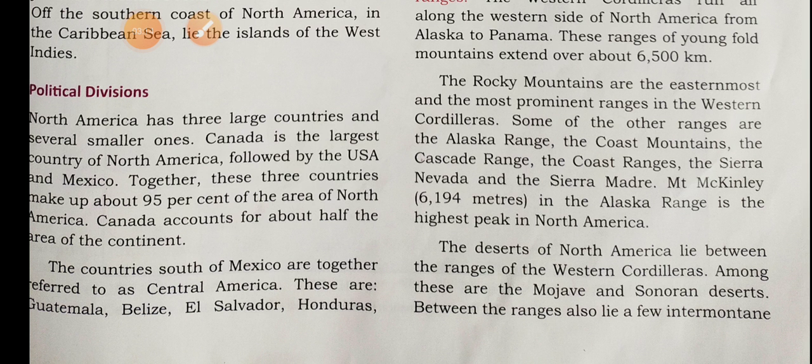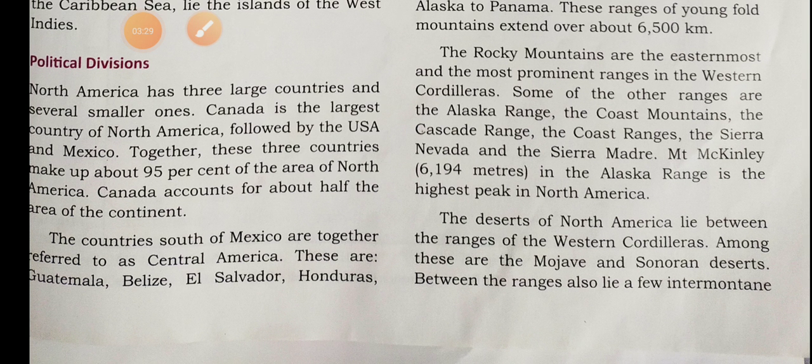Next we can discuss the Great Plains. What is the position between the Western Cordilleras and the Appalachians? There is a region of vast fertile lowlands between the Western Cordillera and the Appalachians. It is known as the Great Plains or the Central Plains. These plains extend from the delta of the river Mackenzie and the Arctic Ocean in the north to the Gulf of Mexico in the south.